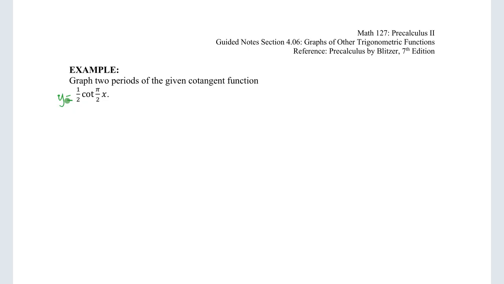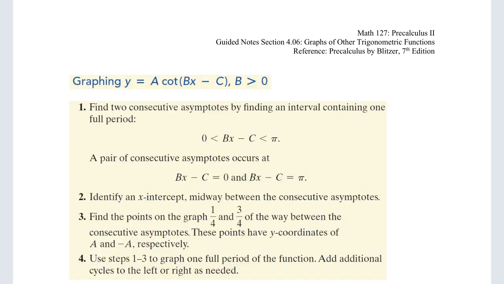In this case, the first thing that I will do is apply the identification of the asymptote. Unlike with the tangent function, where we use from negative pi over 2 to pi over 2, in this case we are going to use from 0 to pi, just like what we have here in step number 1. It's from 0 to pi. You have to remember that this is applicable with cotangent. The negative pi over 2 to pi over 2 is applicable for tangent.